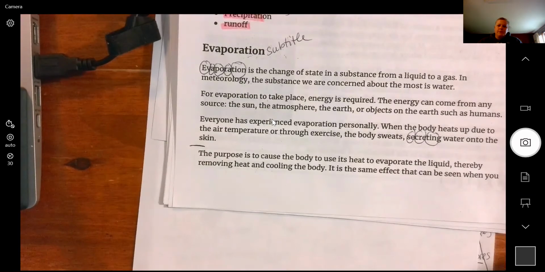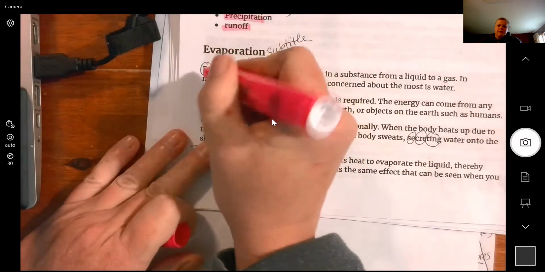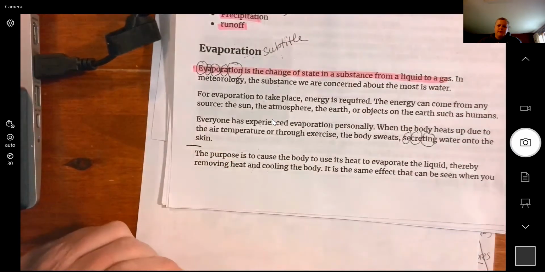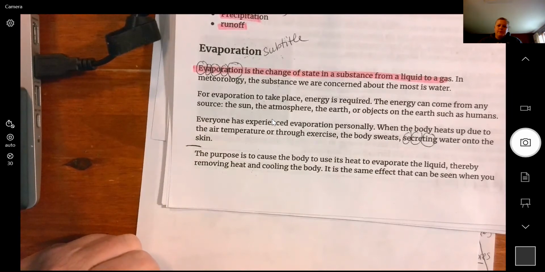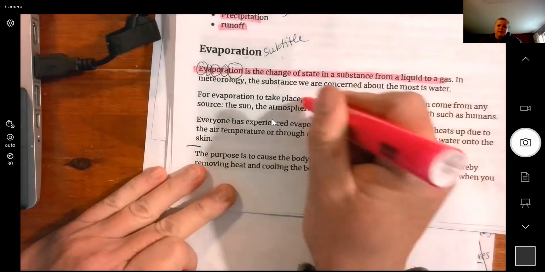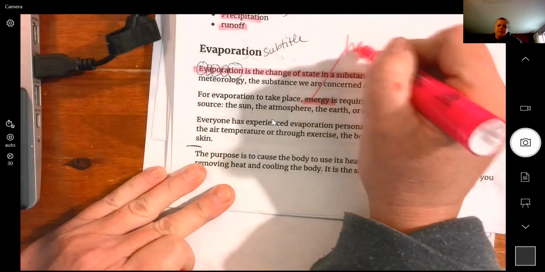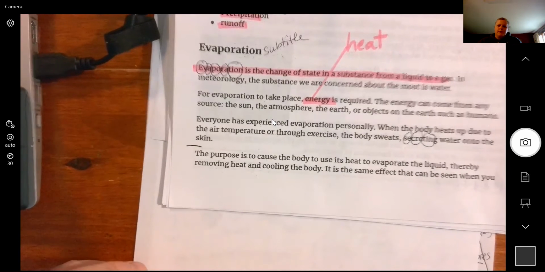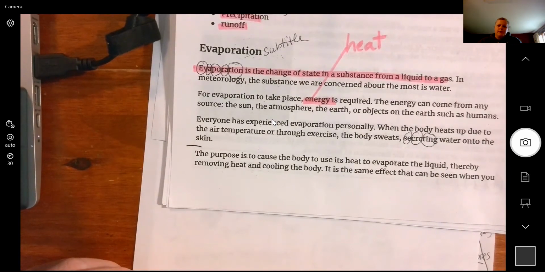All right, so what is the definition of evaporation? When it goes from a liquid to a gas. And what is necessary for evaporation to happen? Energy, specifically some sort of heat. And what is the example of our bodies that participate in evaporation? Sweat.